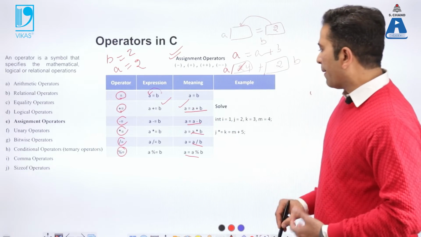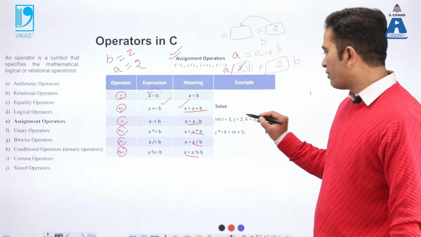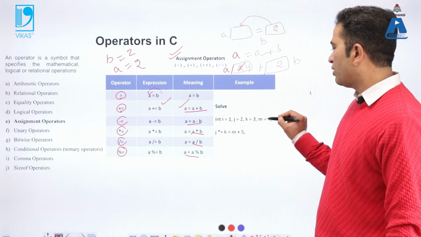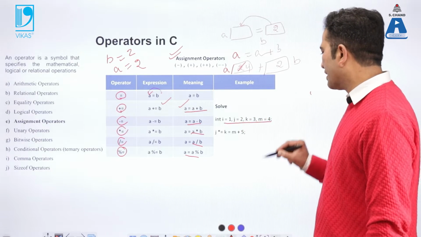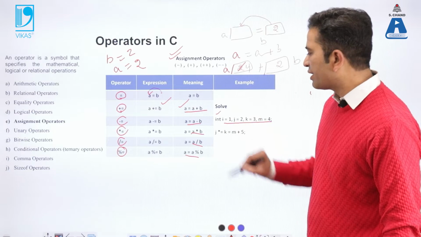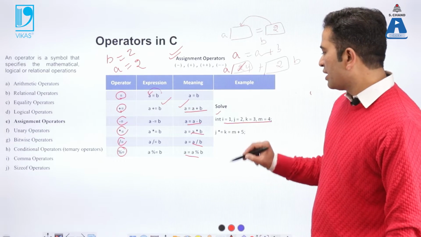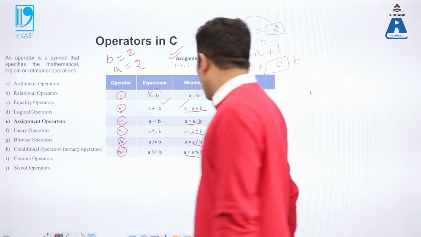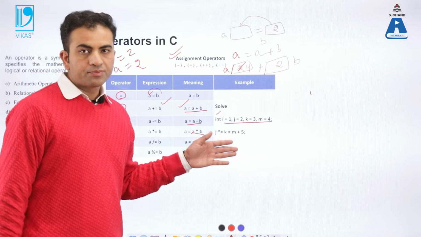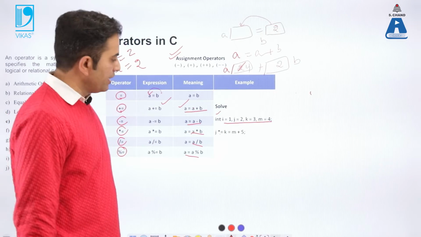So this is the example to solve. Let int i equal to 1, j equal to 2, k equal to 3, and m equal to 4, and all the values are of integer type. That's why we have declared the data type of all the variables as integer. So this is the statement: j star equal to k equal to m plus 5. How will this expression be solved? Let us elaborate it.